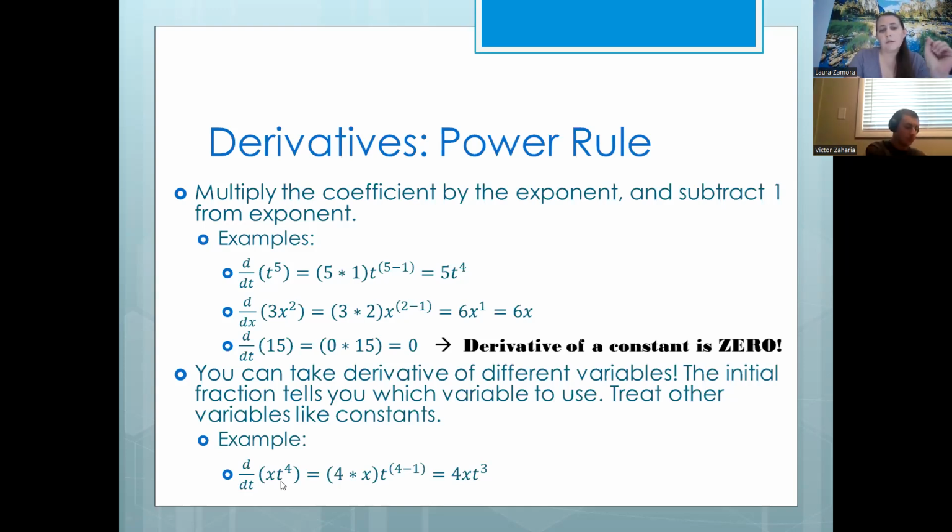If we're taking the derivative with respect to t, then x becomes our coefficient. So we take 4 times the coefficient x, even though it's a variable, and then subtract 1 from our exponent on t, our variable of interest. So the derivative with respect to t becomes 4xt cubed. This is sort of like a partial derivative. We're taking the derivative with respect to one particular variable and not the others.